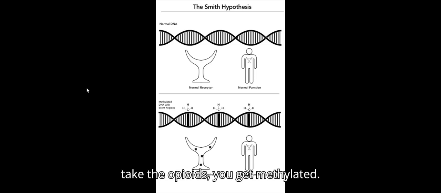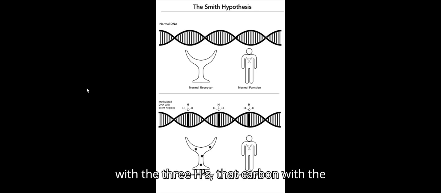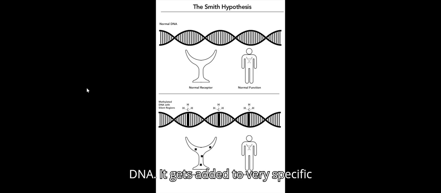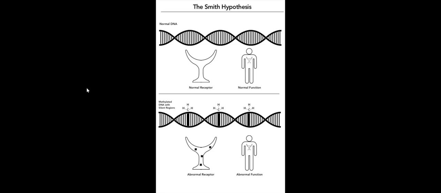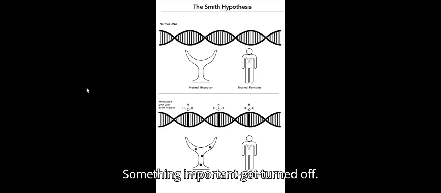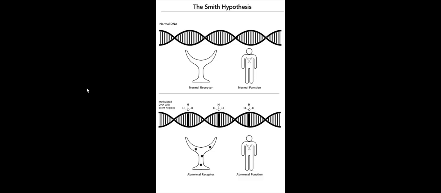Okay, when you take the opioids, you get methylated. When you take the opioids, that little C with the 3 H's, that carbon with the 3 hydrogens, gets added to the DNA. It gets added to very specific sites. Those specific sites are called CpG islands. Okay, you don't need to know all that stuff. It gets added to the DNA, and it turns off part of the DNA. And if you turn off enough DNA, you're eventually going to turn off something important. And that's what happened to you. Something important got turned off.